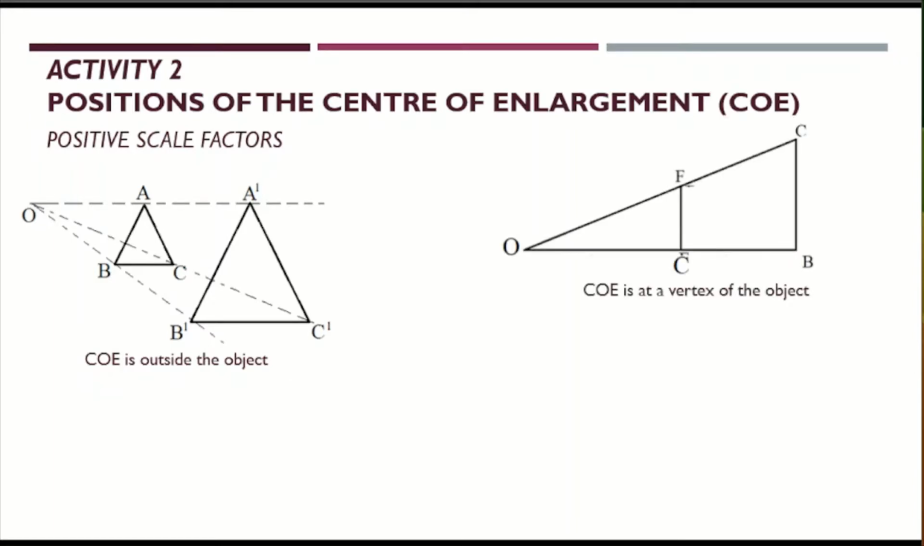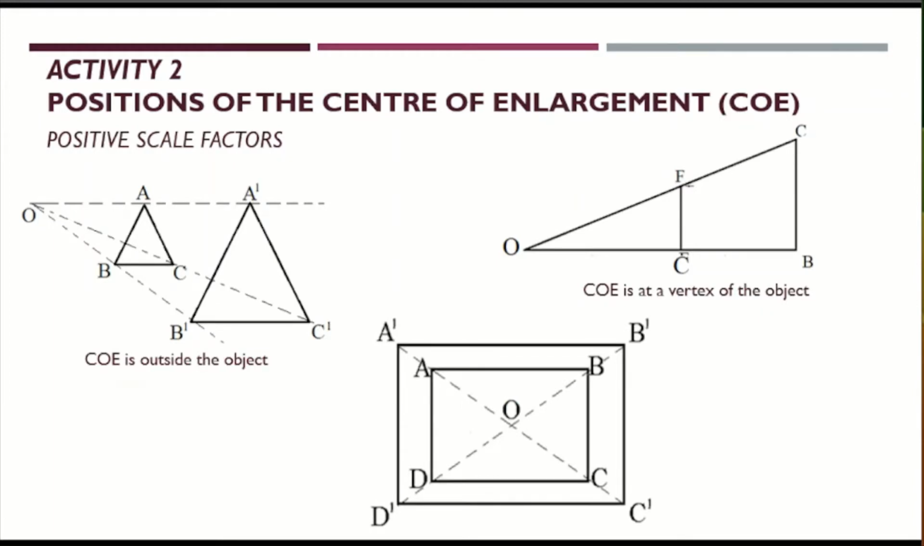The center of enlargement can also be at a vertex of the object. In this case, the object and the image both share the vertex as the center of enlargement. So for example, the object triangle OFC and the image triangle OCB have a common vertex at O, and it happens to be the center of enlargement.